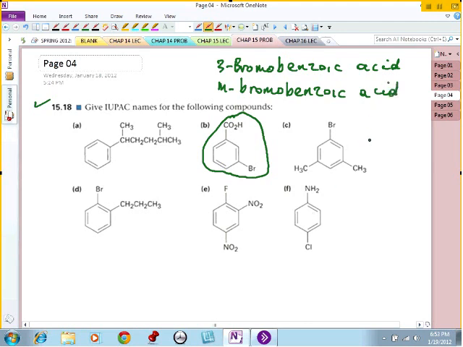How about this C? Let us try C. What would be the name for C? What would be the base name that you want to use? You want to use toluene as the base name. Therefore, this will be carbon 1, 2 and 3. Or you could also use benzene as a base name.